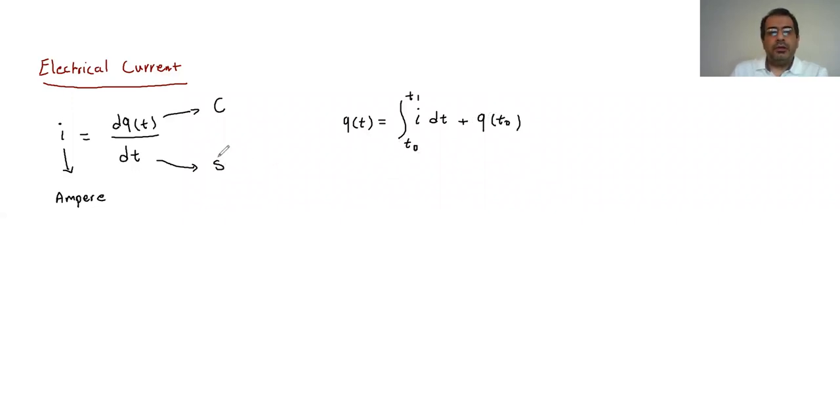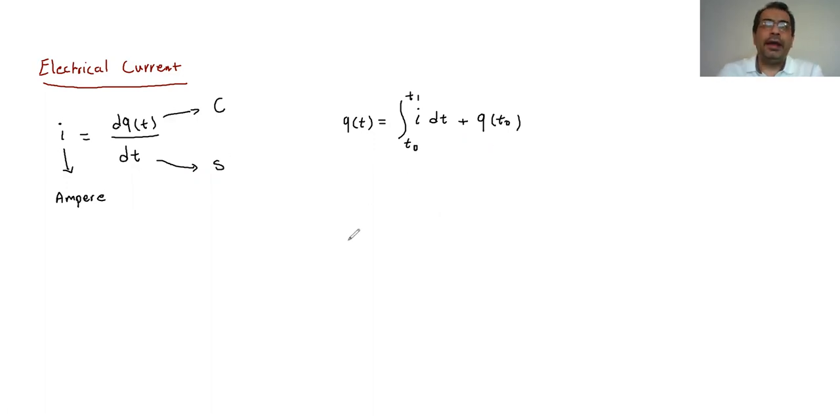In other words, if we add all the current together, we will get the total electrical charge that we have. So let's go back to the water example to see what this equation says.